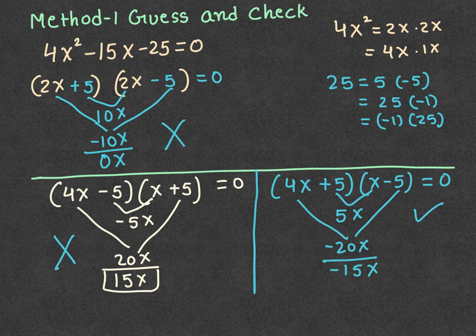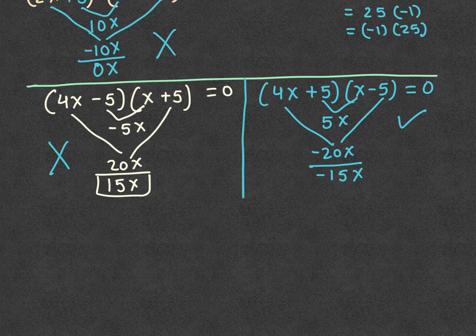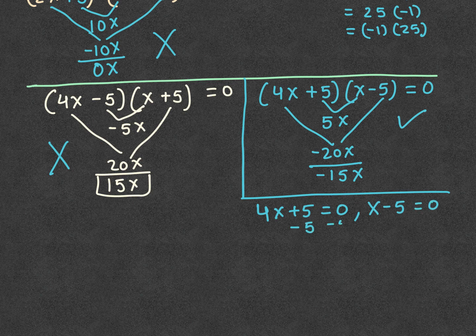Now the question is to solve for x. To solve for x, I'm applying the zero product property. So set these two factors equal to 0 one by one and solve for x. Here I'm going to subtract 5 on both sides. 4x equals negative 5, and divide by 4. x equals negative 5 over 4.